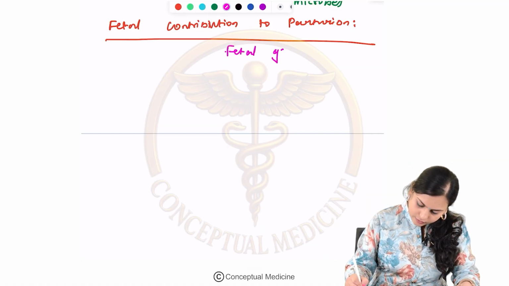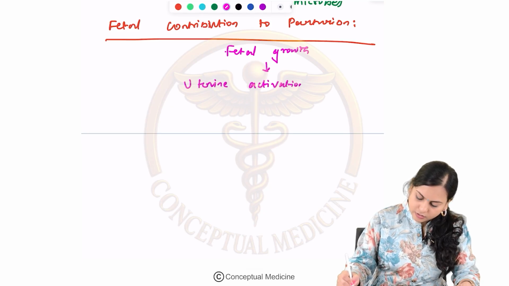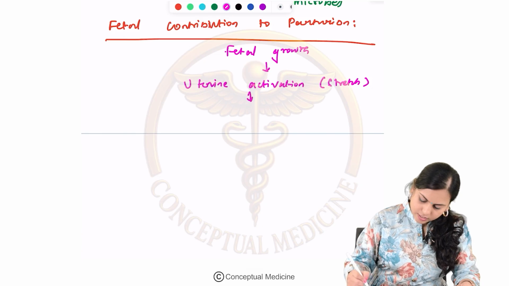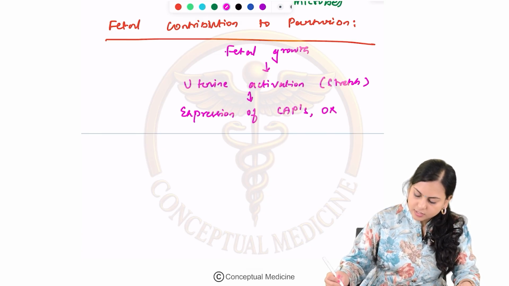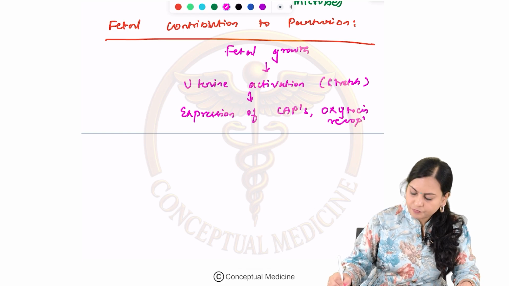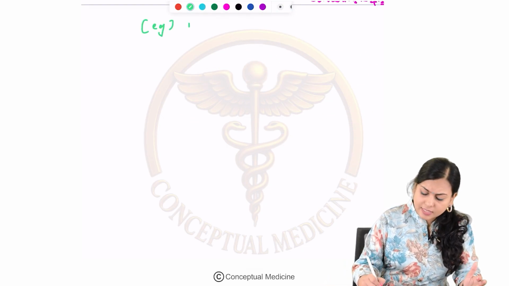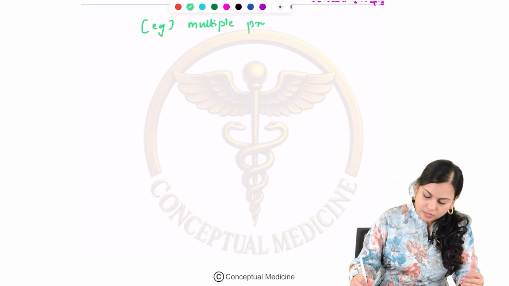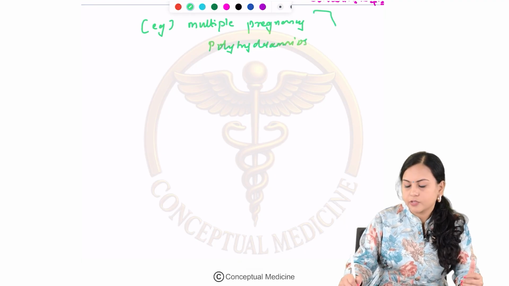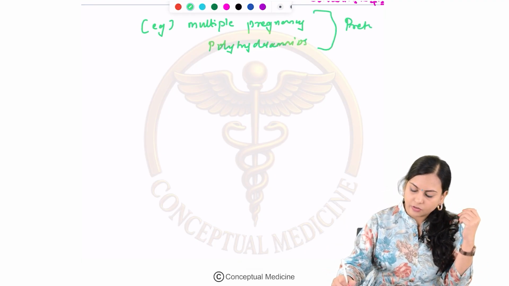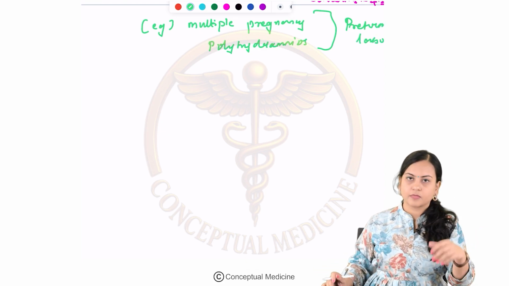So fetal growth will lead to uterine activation through stretch, and it will cause expression of CAPs, oxytocin receptors, as well as connexin. Connexin proteins are nothing but the gap junction proteins. This is especially seen to happen early in multiple pregnancy or polyhydramnios. That's why these states are at high risk for preterm labor. Clear?